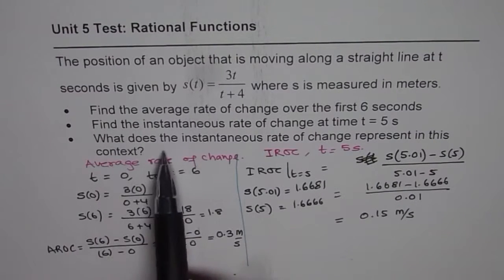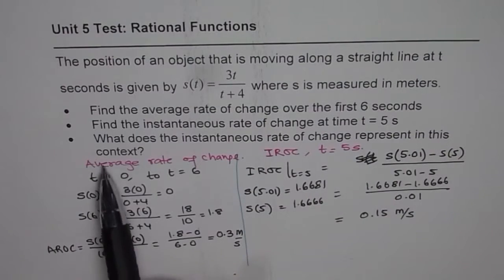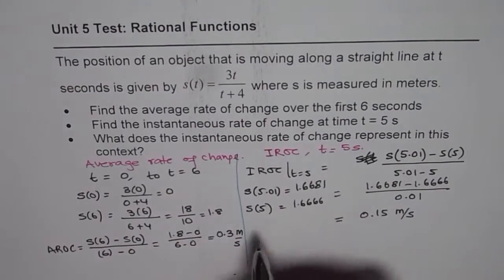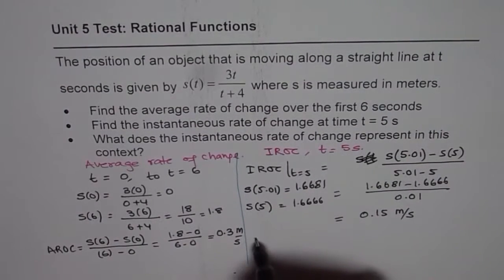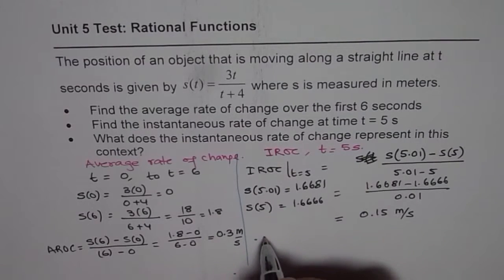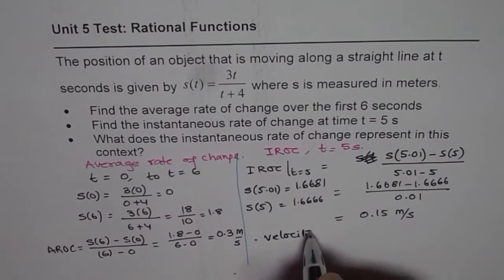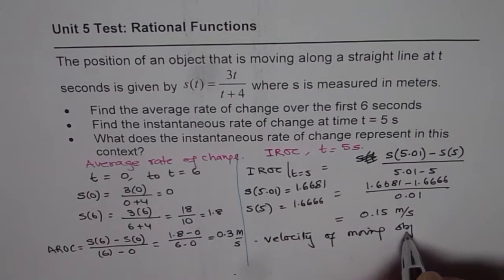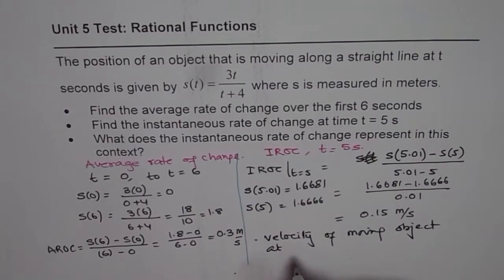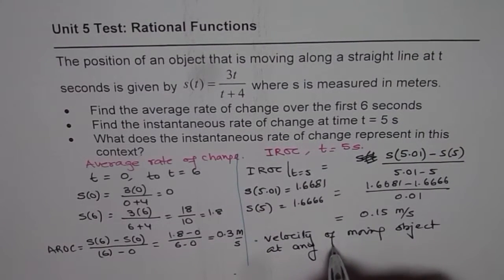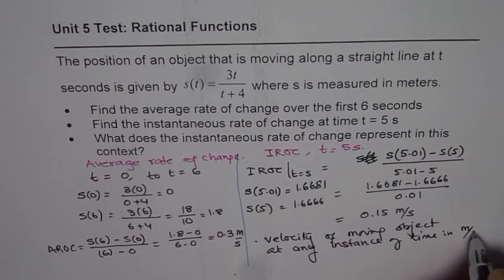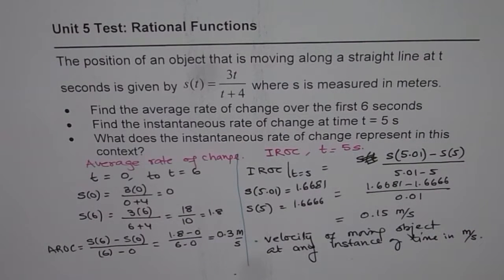And the last one is, what does the instantaneous rate of change represent in this context? Now, s is the displacement along the straight line, and therefore the instantaneous rate of change represents velocity, right? So it represents the velocity of the moving object at any instant of time. The units would be meters per second, right? So that is how you can answer this question. Thank you.